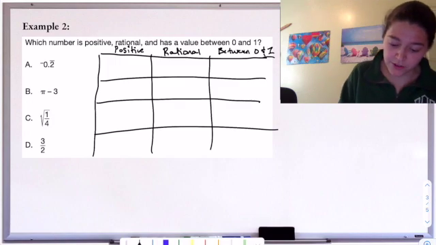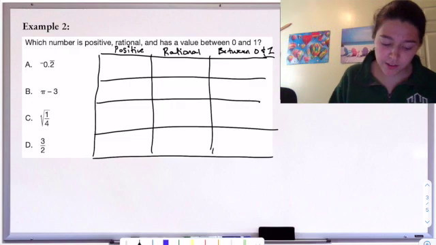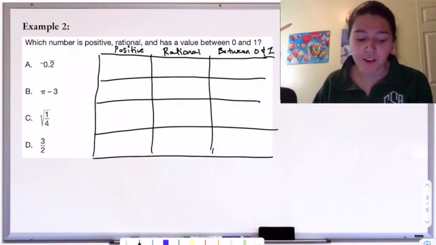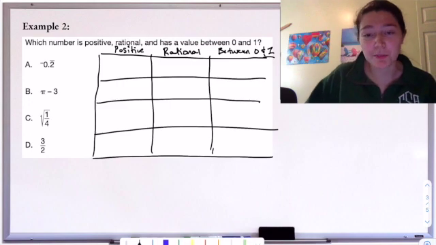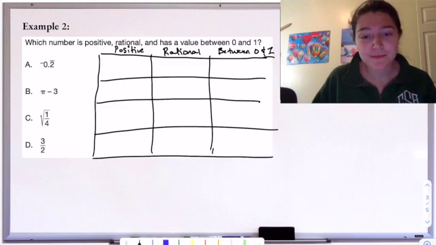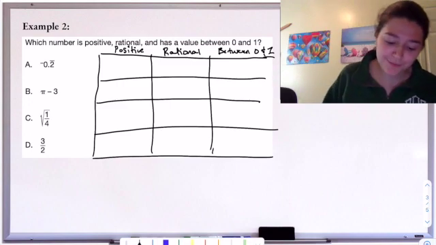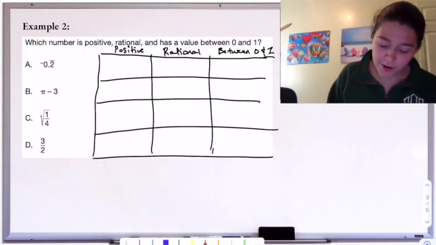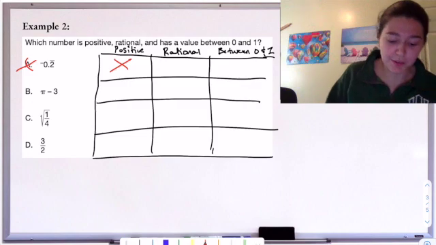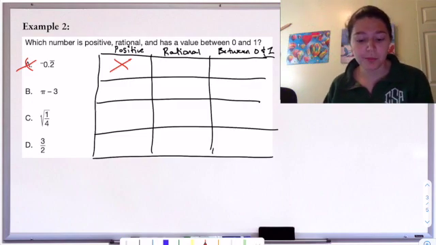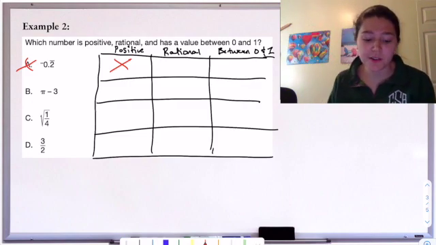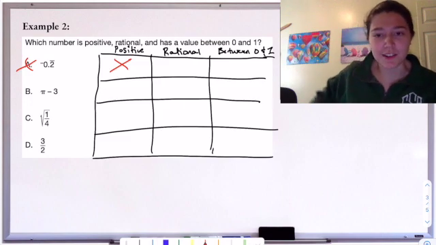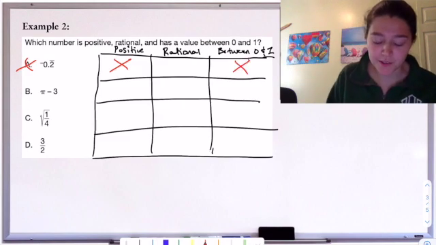Okay, so first one is negative 0.2 repeating. First of all, is negative 0.2 repeating positive? No. So already we can eliminate A. But for what it's worth, is it between 0 and 1? Well, its absolute value is between 0 and 1, but it's negative, so it's not between 0 and 1.